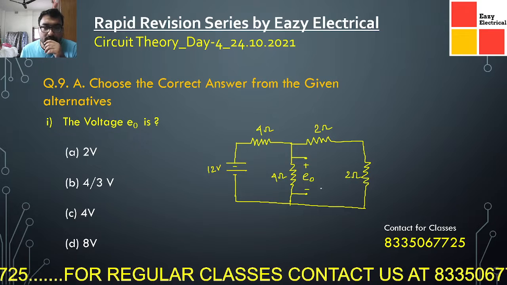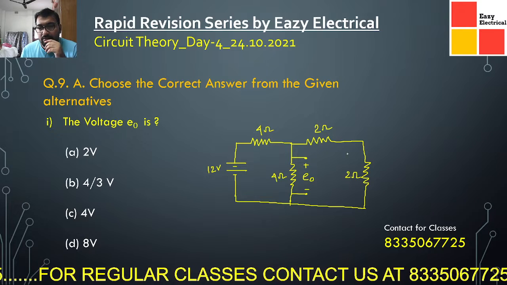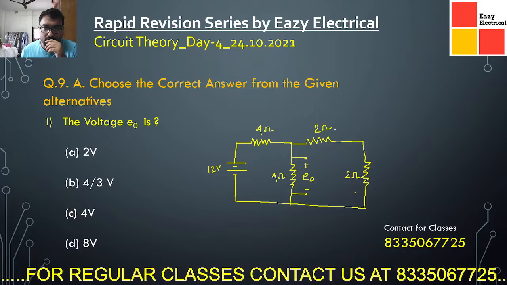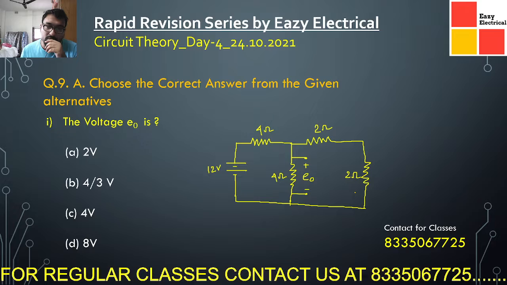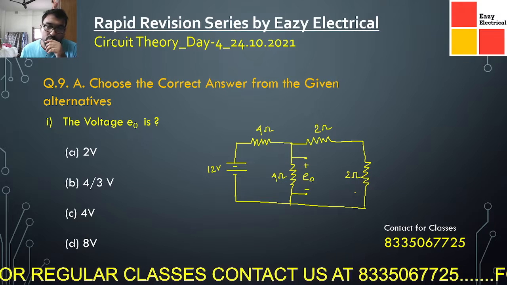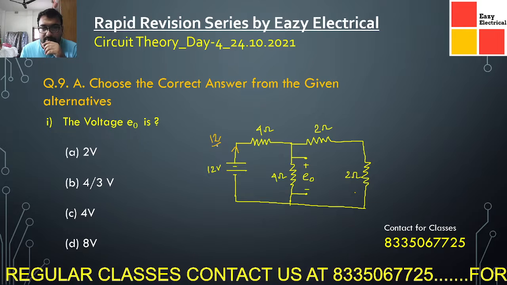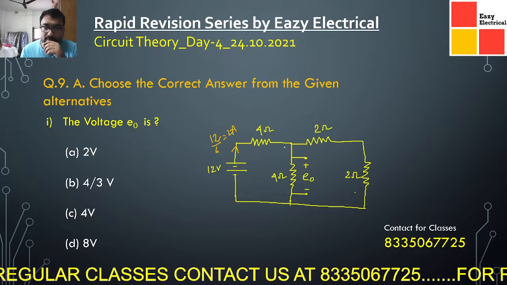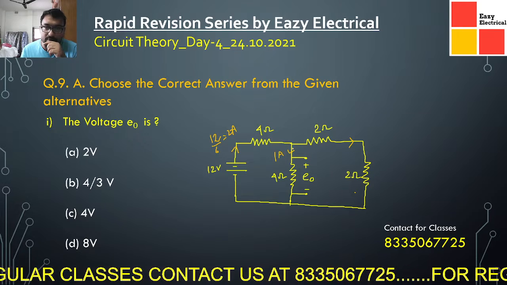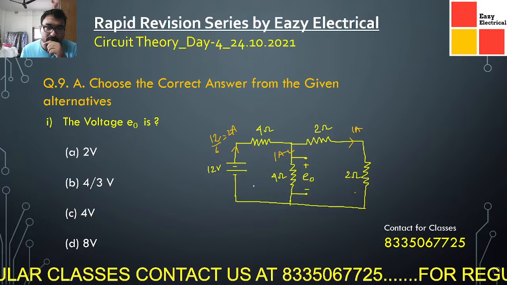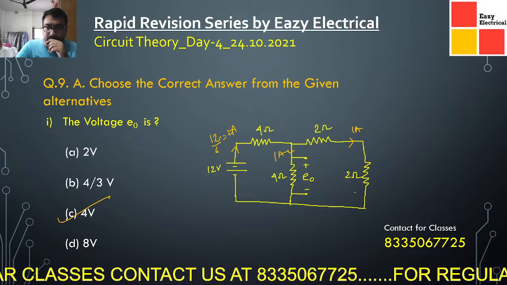Now to calculate this, we need to calculate the current first. Here you can see the total resistance is 4 ohm. Here also 4 ohm. The equivalent resistance is 2 ohm. So the total resistance we are coming to here is 2 plus 4, that is 6. So the current is 12 by 6, that is 2 amperes. Out of 2 amperes, whatever current is going in this direction, both have the same resistances, so 1 ampere will be going. So what is the voltage drop? 1 ampere into 4 ohms, that means 4 volts.